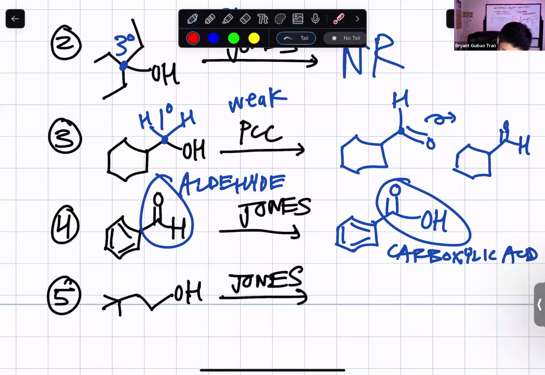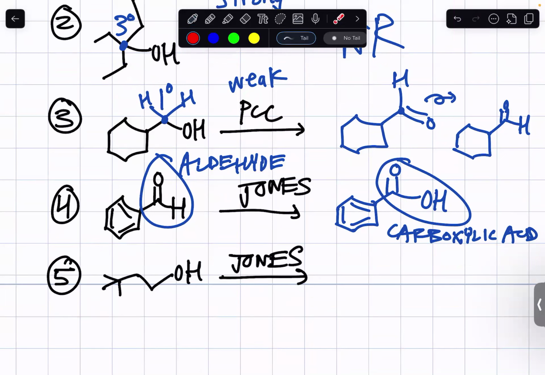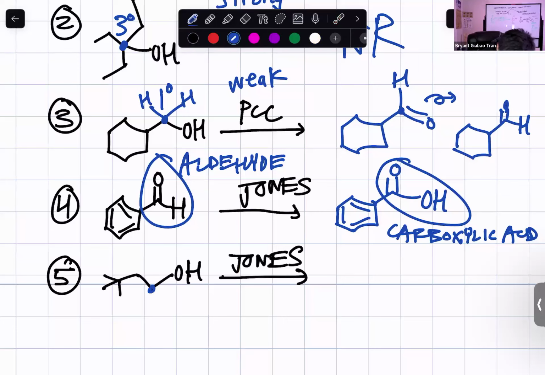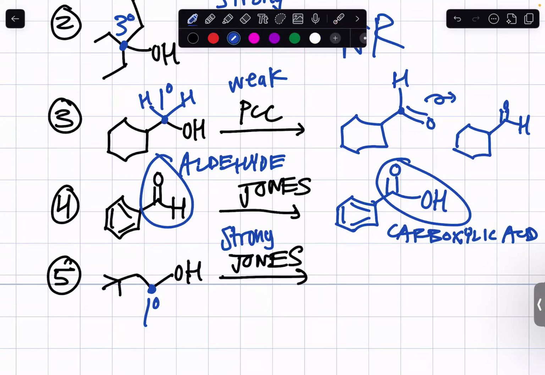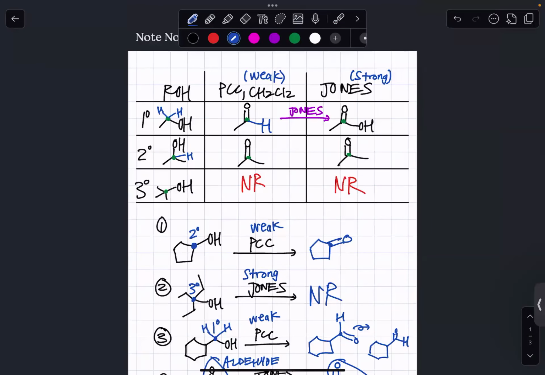Right, which is more oxidized than the aldehyde. Okay, next one. That one is a primary alcohol. And since we said it's Jones, it's strong, so it's going to want to, is it just make a double bond with oxygen?